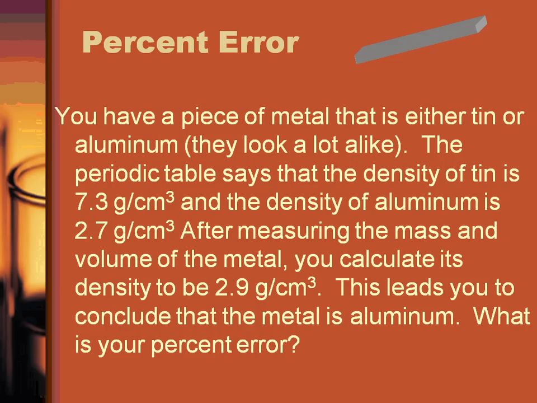While we're reading this problem, the density of aluminum is 2.7. After measuring the mass and the volume of the metal, you calculated it to be 2.9 grams per centimeter cubed. So that leads you to conclude the metal is aluminum, because it's fairly close to the aluminum value that was given to us. What is our percent error?